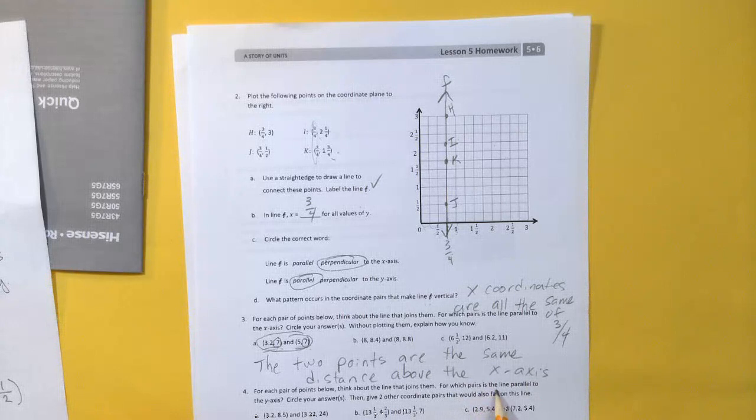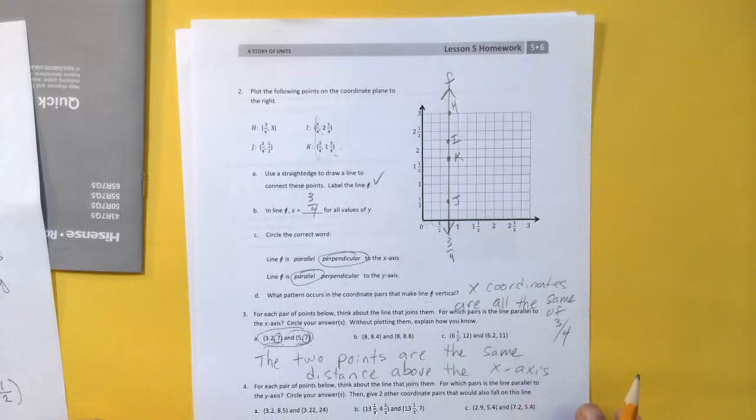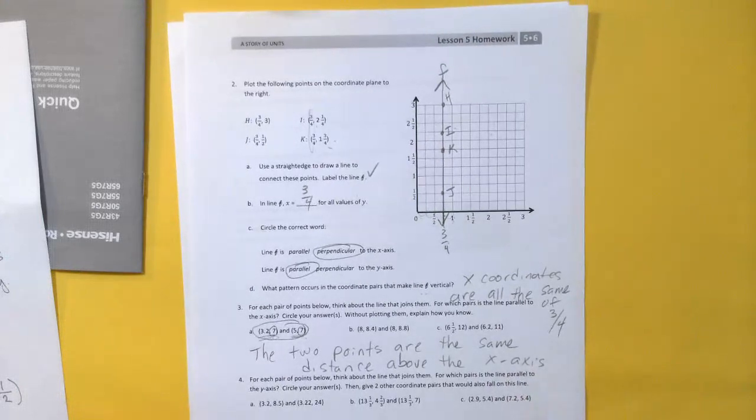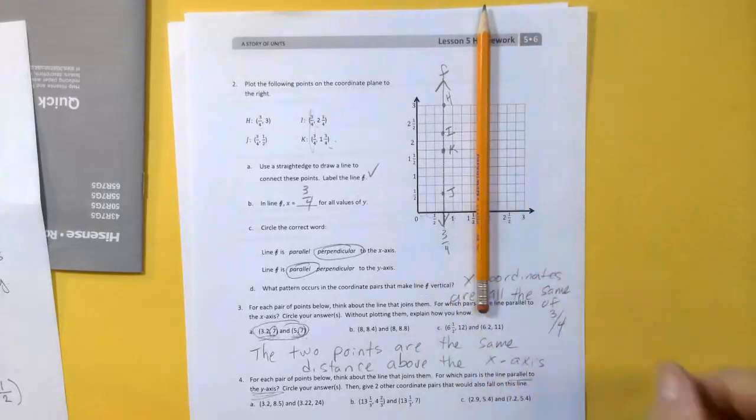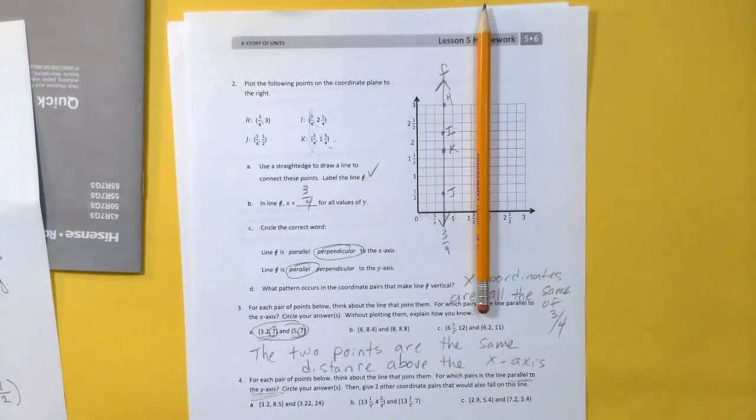For each pair of points below, think about the line that joins them. For which pair is the line parallel to the y-axis? Circle the answer or answers. Then give 2 other coordinate pairs that would also fall on that line. So we're thinking about this one here, parallel, right? So we want it to look like that. So what has to be in common, right? What has to be in common?